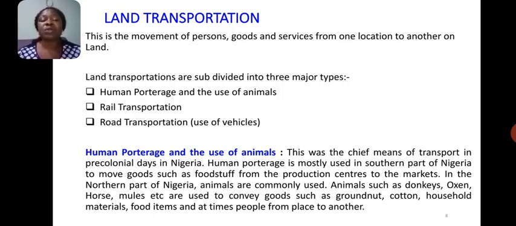Human porterage and the use of animals. This was the chief means of transport in pre-colonial days in Nigeria. Human porterage is mostly used in the southern part of Nigeria to move goods such as foodstuff from the production center to the markets. In the northern part of Nigeria, animals are commonly used. Animals such as donkey, oxen, horse, mules, etc. are used to convey goods such as groundnuts, cotton, household materials, food items, and at times people from one place to another.